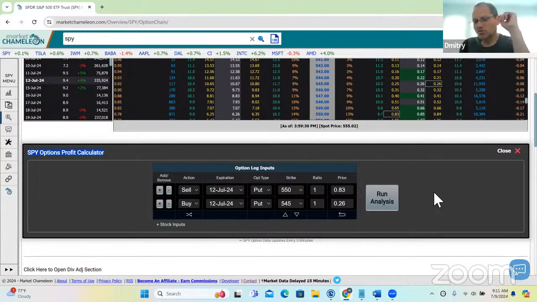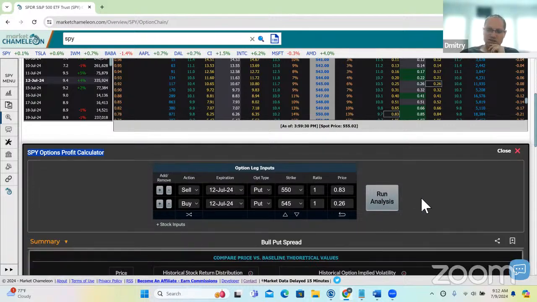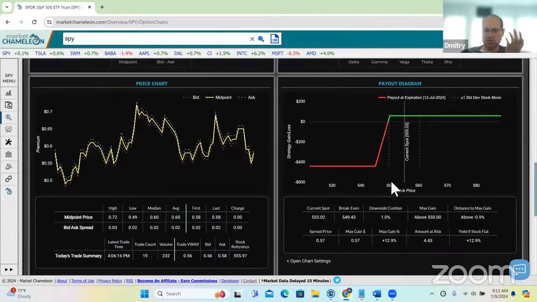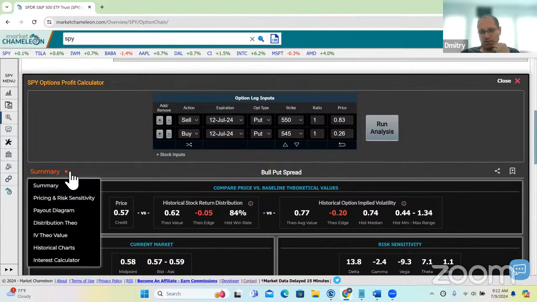Now that we selected the legs, we want to run an analysis and analyze this strategy. All right, so I'm going to hit run analysis. Now this creates a dashboard view of different ways to analyze. On top of that, you get this drop-down menu to go deeper in and further analyze this particular strategy. So let me close this.